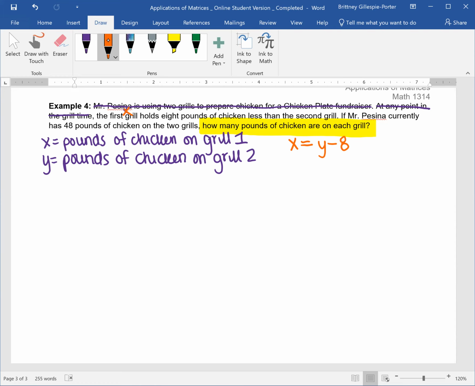Let's get another equation. Mr. Pacina currently has 48 pounds of chicken on the 2 grills. So altogether, X plus Y, we have 48. Because we are solving this using matrices, we need to do something to the first equation. The first equation is not written in standard form. Now, technically, could you solve this by plugging in the Y minus 8 into the second equation for X and using substitution? Yes, absolutely. But we're in the matrices unit, we're doing matrices. Going to continue to do them.